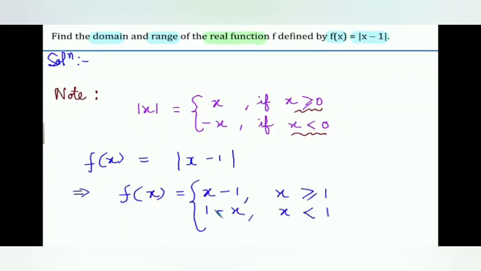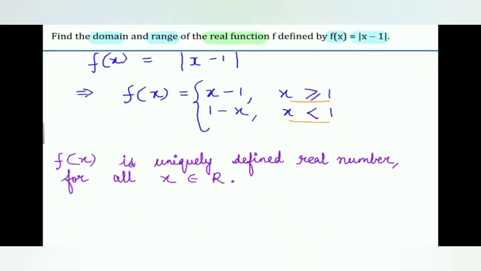Here f of x is equal to x minus 1. So your f of x becomes x minus 1 positive where x greater or equal to 1 and negative when less than 1, right? So negative, so you have to just change the sign of x minus 1 to convert it to 1 minus x when x less than 1. So f of x is uniquely defined real number for all x belongs to R.